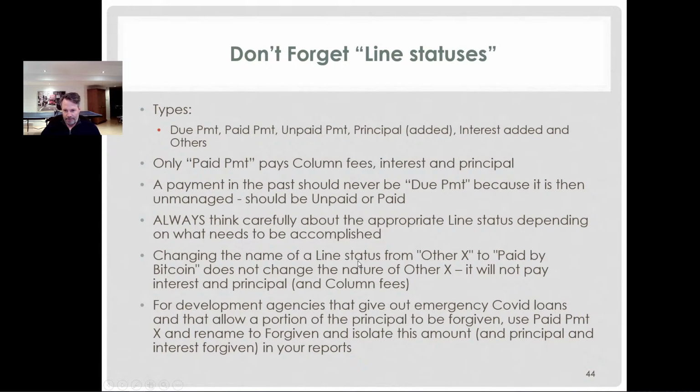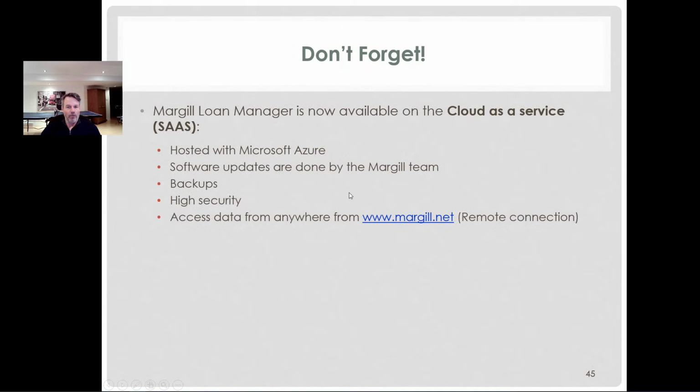Don't forget, Margill is also available as a service on the cloud. If you're working from home, we all know that VPNs are hopeless with Margill. There's too much information flowing. We could host it on Azure temporarily or on a permanent basis. It's a monthly payment. The advantage is we have very high security with Microsoft Azure. There's a duplicate if there's a bomb that goes off at the center. There's a second one. We do the backups, high security, and you can access data anywhere from margill.net.